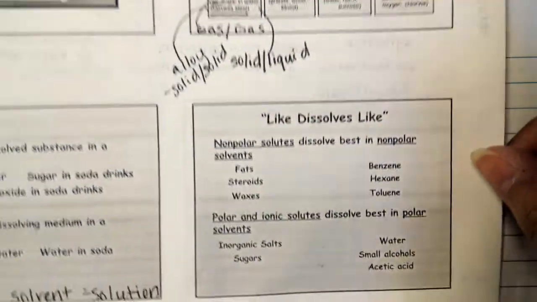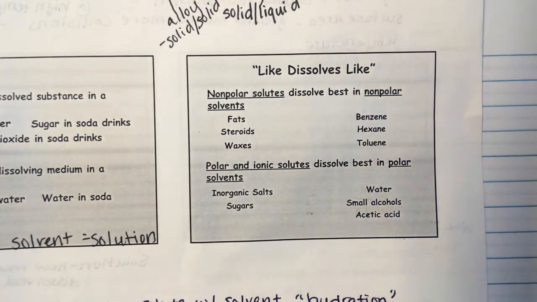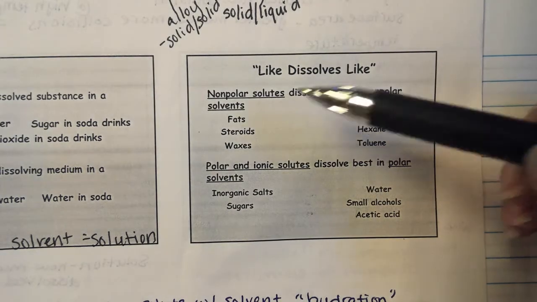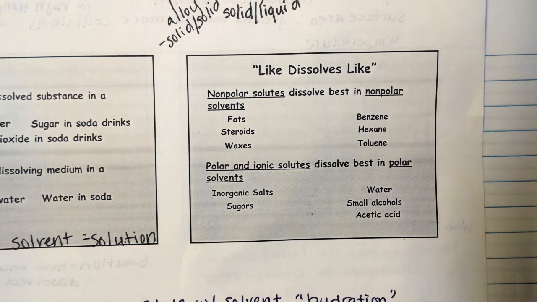Okay, but with that in mind, when we are looking at something dissolving, not everything can dissolve in any substance. We have to follow the like dissolves like rule, where we have non-polar solutes that dissolve best in non-polar solvents. So it's not saying that they don't dissolve a little bit in a polar solvent, just depending on what we're looking at, but for the maximum dissolving, we're going to have non-polar solvents.